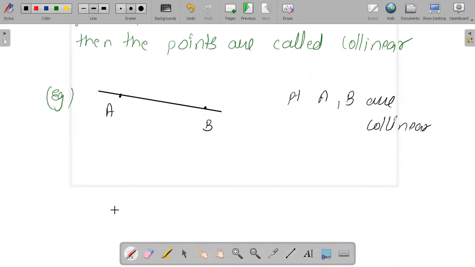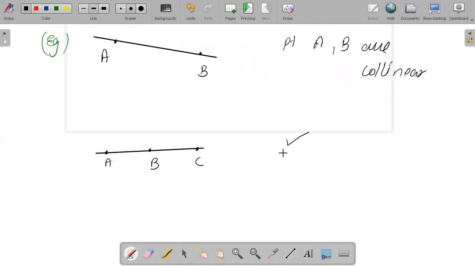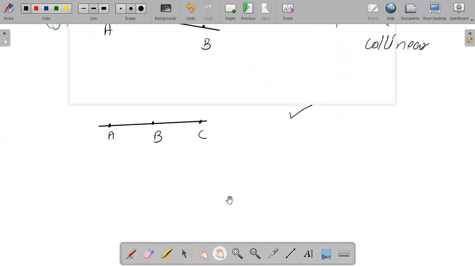Similarly, look at this example. A, B, and C. Are these 3 points collinear? Yes, they will be collinear because you can join it. All of the 3 points will lie on the same line. So it is collinear. So A, B, and C are collinear.